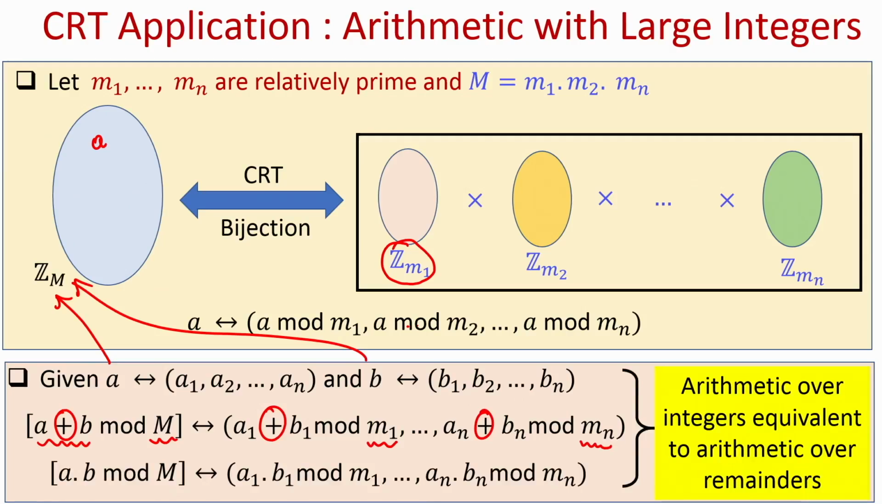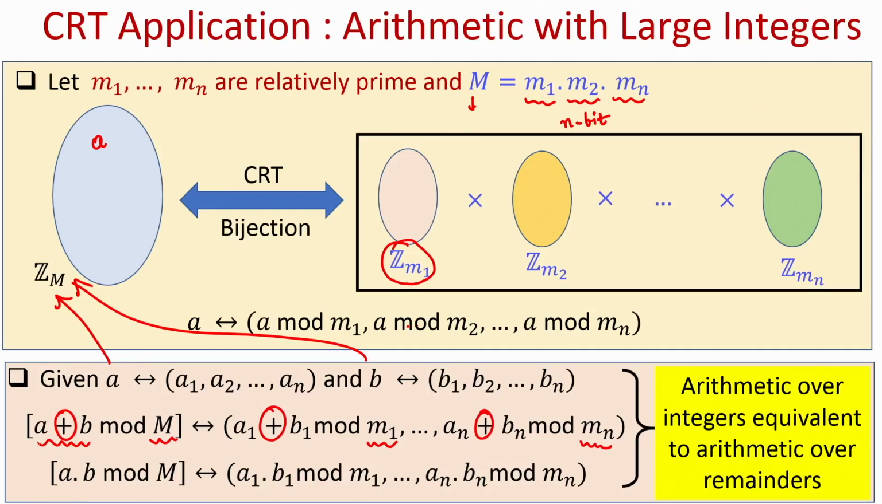That means what it shows is that using CRT, any arithmetic operations which you want to perform over integers modulo some bigger modulus is equivalent to performing arithmetic over the remainders as well. Okay. And this is a very interesting fact which we use extensively, at least in cryptography. Okay. So, for instance, say each of these moduli m1, m2, ..., mn are n-bit prime numbers. Then my capital M is an enormously large value.